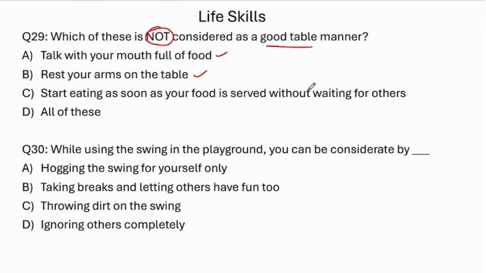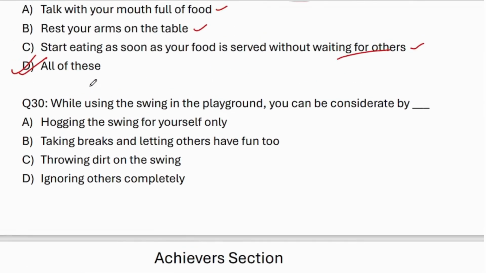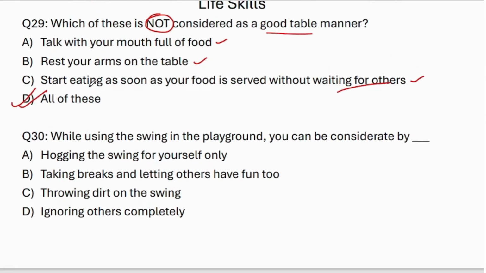Start eating as soon as your food is served without waiting for others? Yeah, this is also not considered a good table manner. You should wait for others. It means that all of these are not considered a good table manner. Moving on to the last question of life skills, then we will do achiever sections.